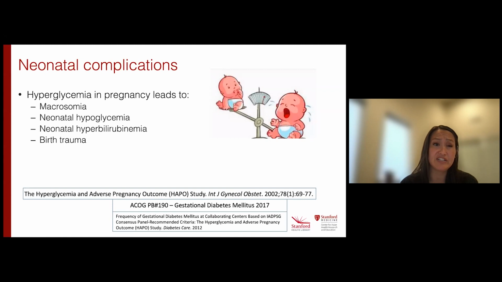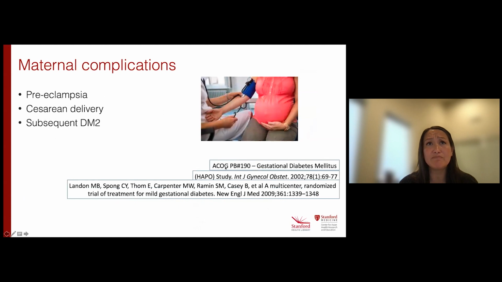And in addition, you can have neonatal hyperbilirubinemia, and then birth trauma, because a lot of times these babies get big, and if they get big, they can have difficulties such as shoulder dystocia. Their fat distribution is different, and so we worry about things like brachial plexus injuries and other types of birth trauma. In terms of maternal complications, things that we always think about are preeclampsia.